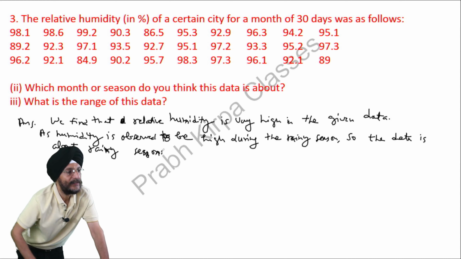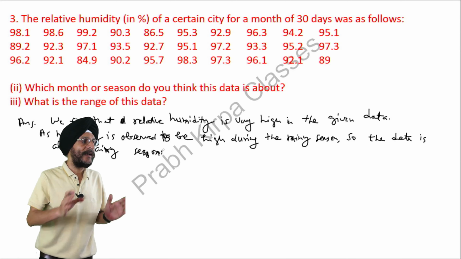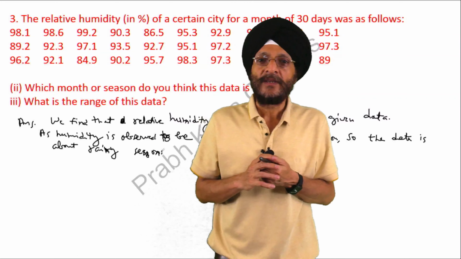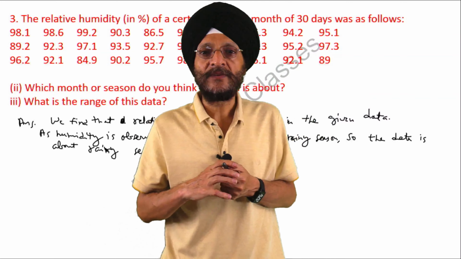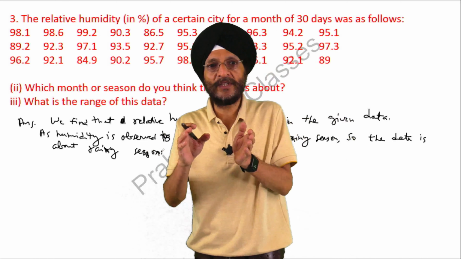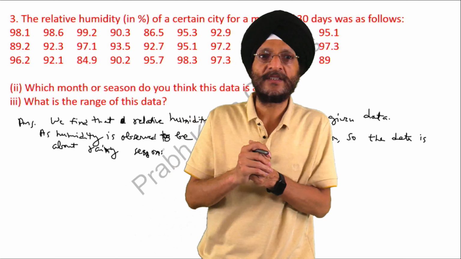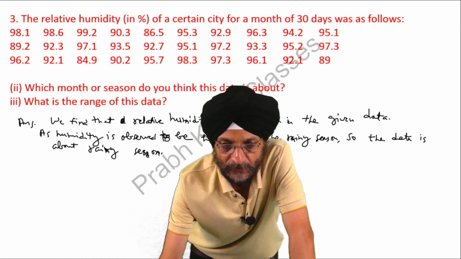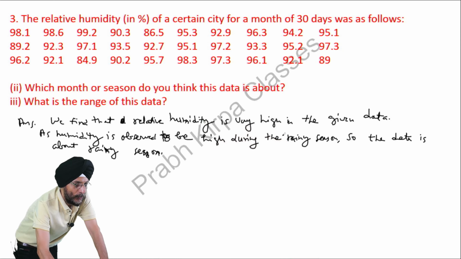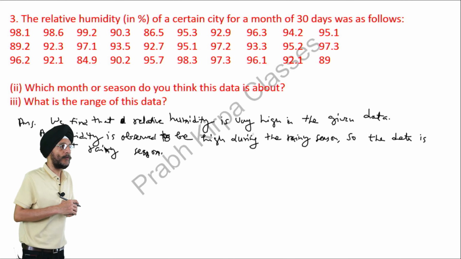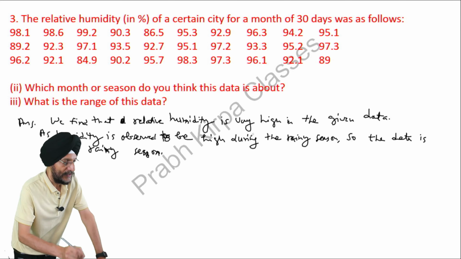We may add that the relative humidity in a particular city or location depends upon the weather of that area. We are here talking only about normal circumstances. If such data is given, then from this data we observe that the relative humidity is high. As the relative humidity is high during the rainy season, this data is about the rainy season.